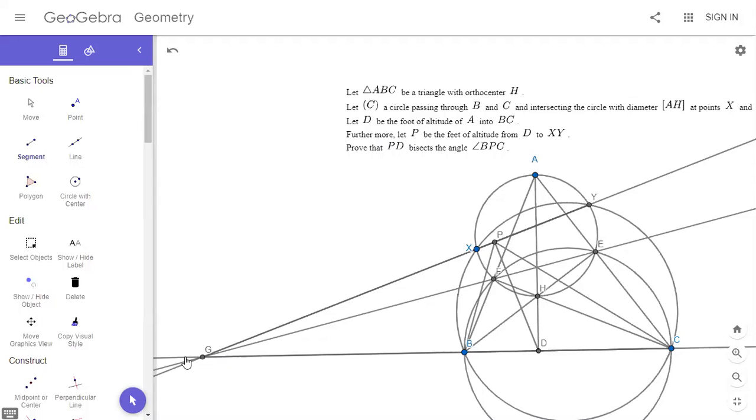So since angle GPD is 90 degrees, and because B, C, D, and G are in harmonic conjugation, there's a property that says PD is the angle bisector of BPC. And so that solves it. We can chat a little bit more about it on Discord, but these are two very useful theorems. So I'm going to move on to the next problem.